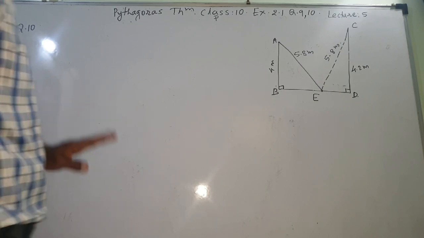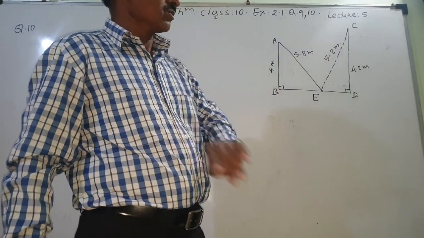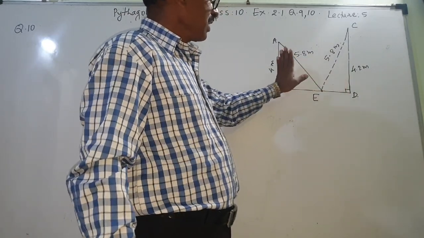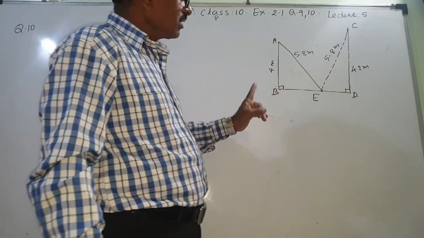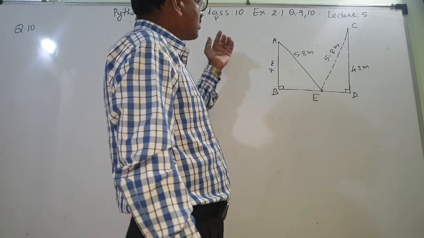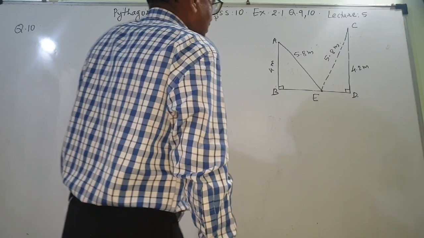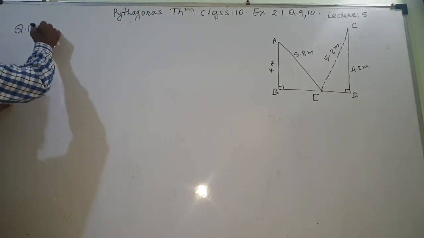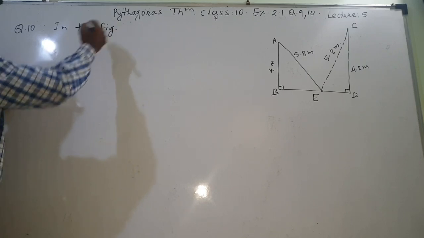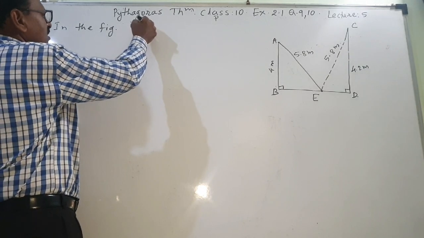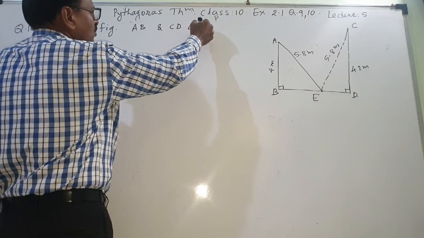So in such questions, this figure and the details of the figure carry 1 mark. Don't forget this. Figure and the details of the figure carry 1 mark. So always remember that if you can't solve the example, at least you draw the figure and write the details of this. What are the details in the figure? AB and CD are two buildings.